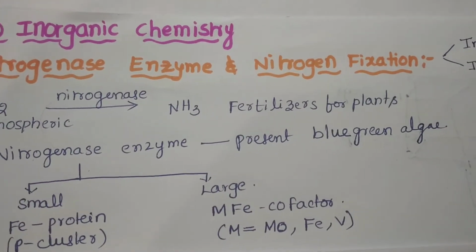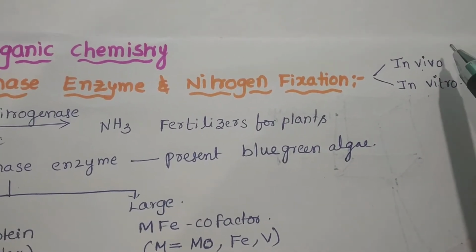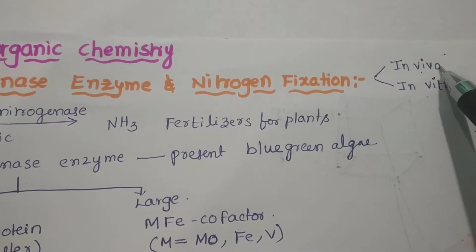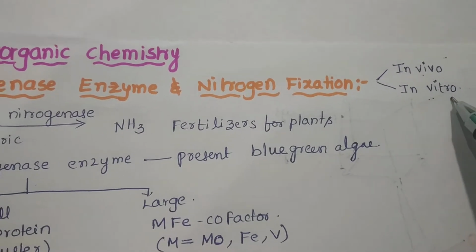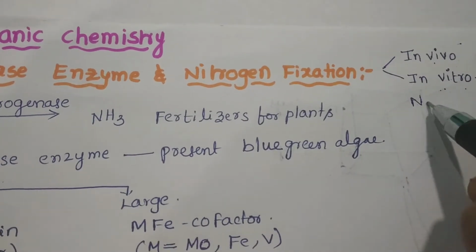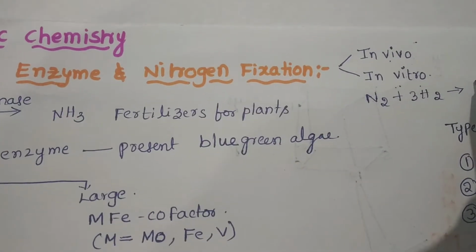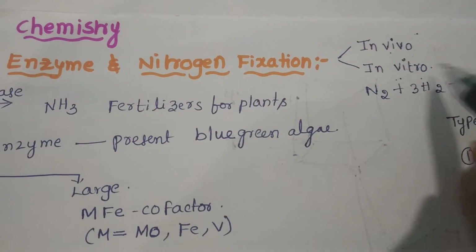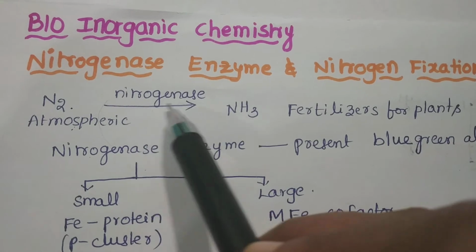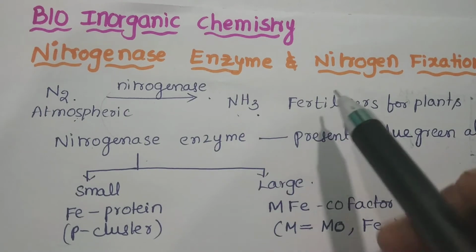Nitrogen fixation is of two types, in vivo and in vitro. In vivo is a natural life process that occurs in plants. In vitro is an artificial condition, where we take N2 plus 3H2 in the Haber process, and it gives NH3. In the in vivo process, atmospheric N2, in the presence of nitrogenase enzyme, converts to NH3. This is a fertilizer for plants.